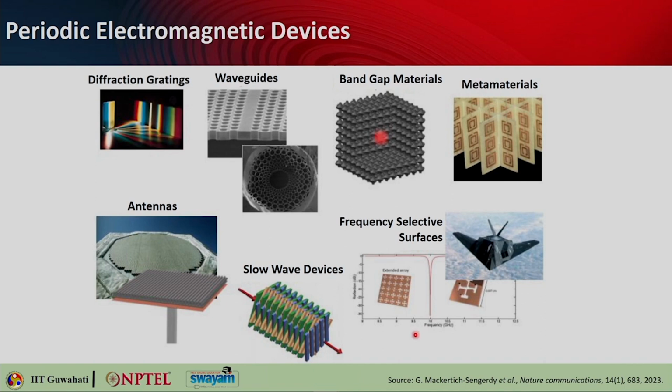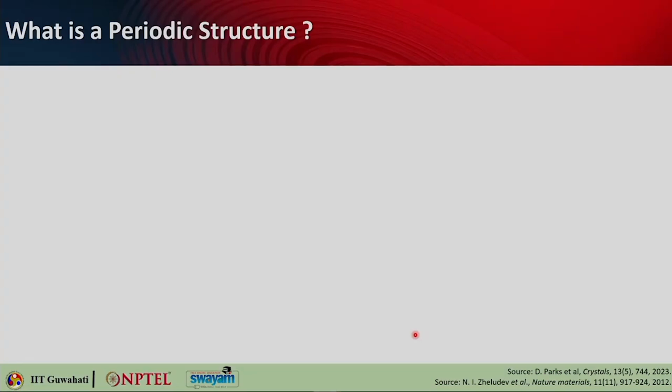So that is why it is very important to understand the structures in a little bit of detail, and that is the reason why we are discussing this photonic crystal. That is the first example of the periodic devices we are dealing with in this course in a little bit of depth. So let us first ask the question: what is a periodic structure?